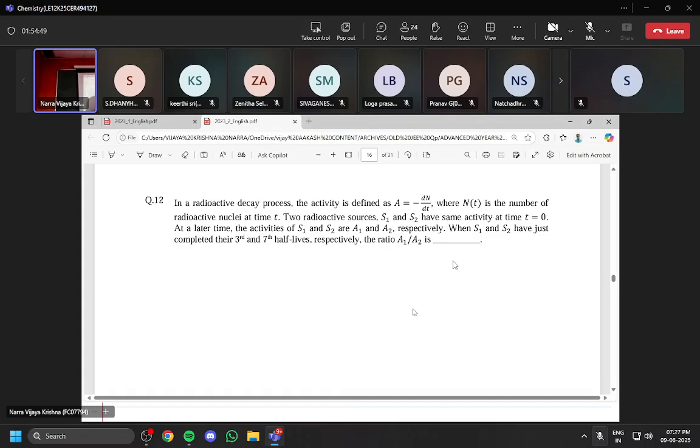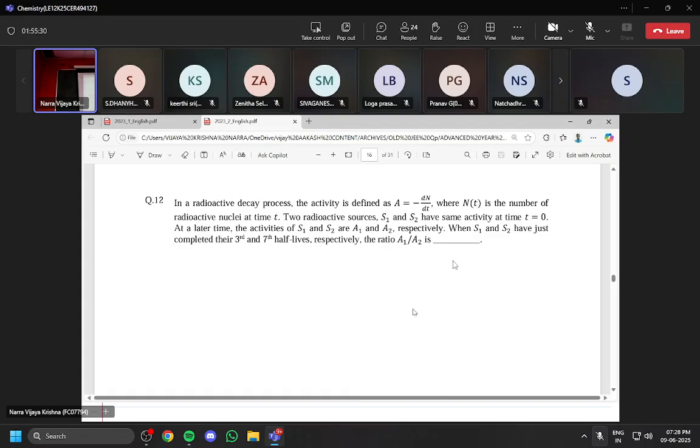Two radioactive sources, S1 and S2. Both are disintegrating, and have the same activity at time t equal to 0. Initially, both are disintegrating at the same rate. After a certain time, the activities of S1 and S2 are A1 and A2 respectively, when S1 and S2 have just completed their third and seventh half-life respectively. What is the ratio of A1 by A2?